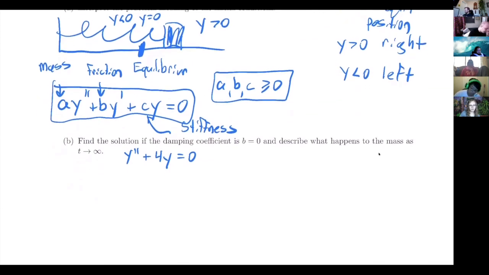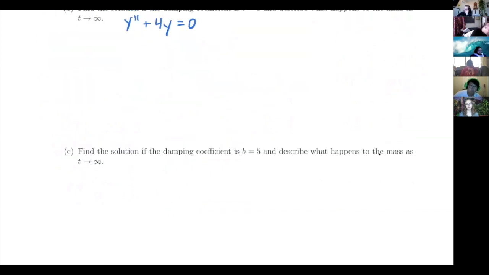So there is some physics going on in the background, but what you're ultimately being asked to do in this problem is just solve a couple of second order differential equations when we change the value of B. How does that affect the solutions? Okay, any questions?